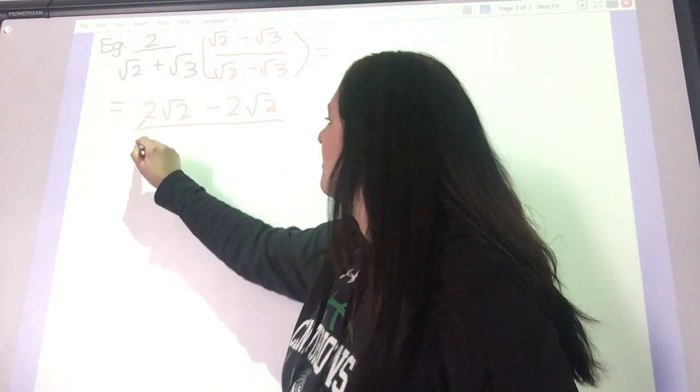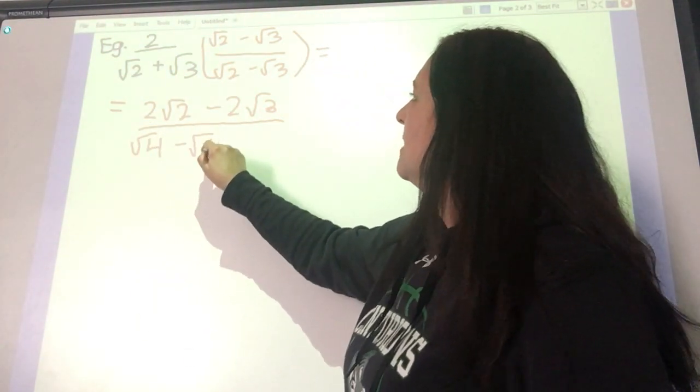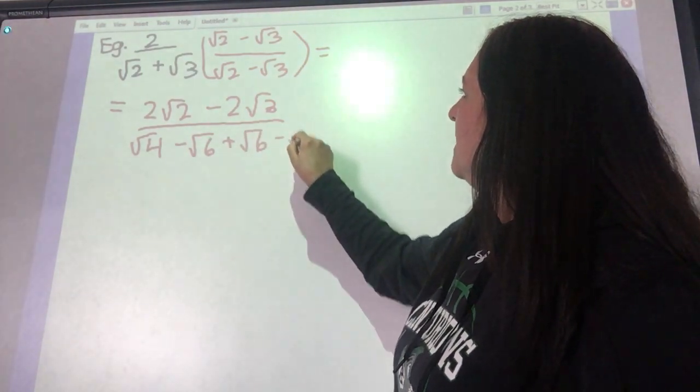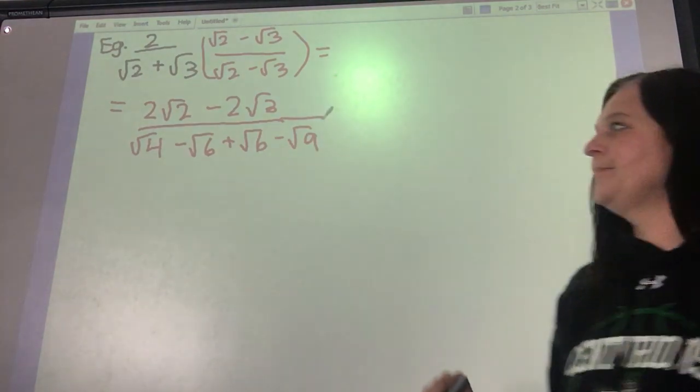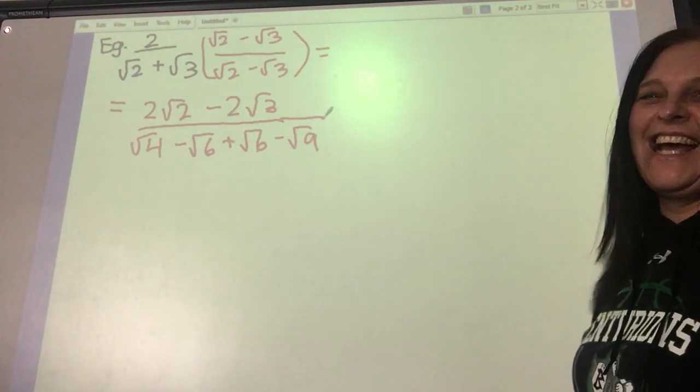So root 2 times root 2 is root 4. Root 2 times minus root 3 is minus root 6. Root 3 times root 2 is plus root 6. And then the last one gives us minus root 9. There, are we done? Oh, I'm off the screen. Are we done? Well, we'll see.